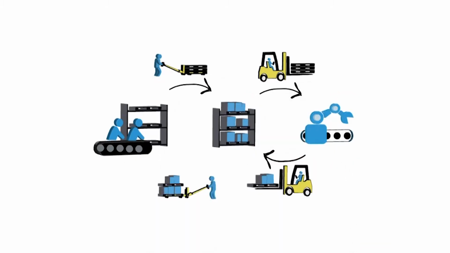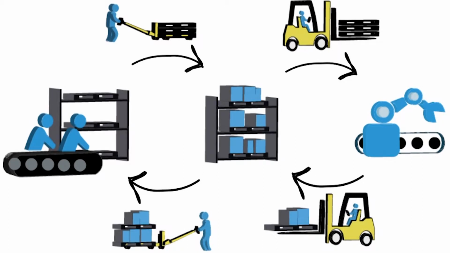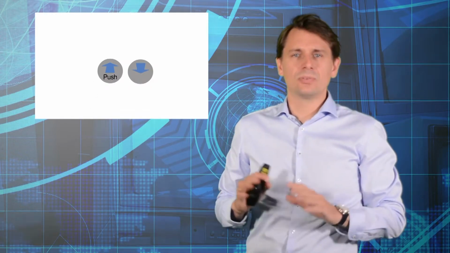So what is the core concept of Kanban? Within a Kanban system, the material is being pulled through the manufacturing process. There's no central production planning anymore responsible for pushing the material flow based on demand forecasts.